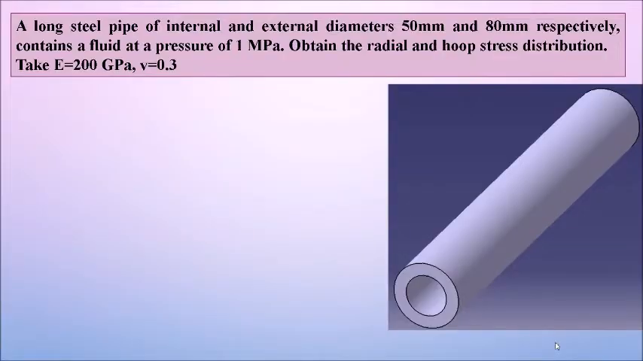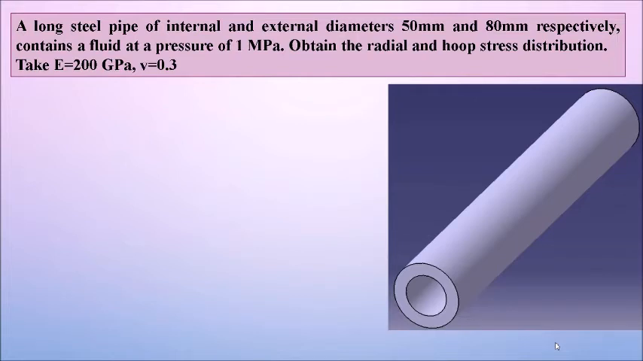Next problem, a long steel pipe of internal and external diameters 50 mm and 80 mm respectively contains a fluid at a pressure of 1 megapascal. Obtain the radial and hoop stress distribution. Take E is equal to 200 gigapascal and nu is equal to 0.3.